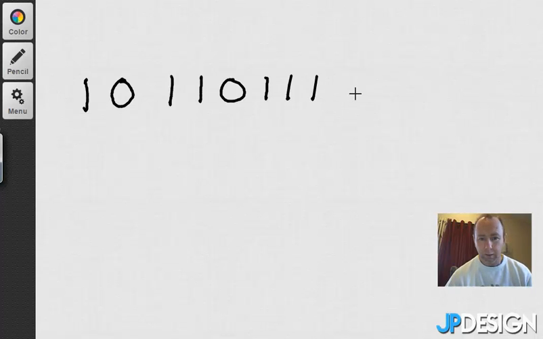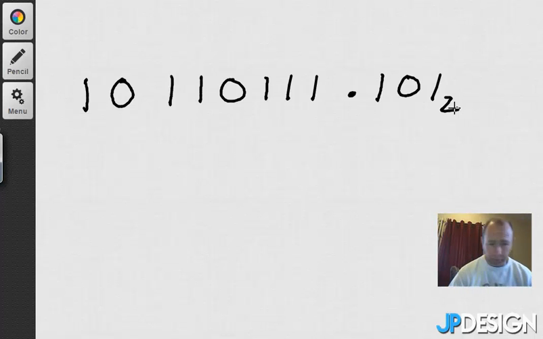So we'll go with 1, 0, 1, 1, 0, 1, 1, 1, 0.101. Now, and again, that's to the base 2. So the same rules apply. We have to expand it out to get its decimal counterpart.